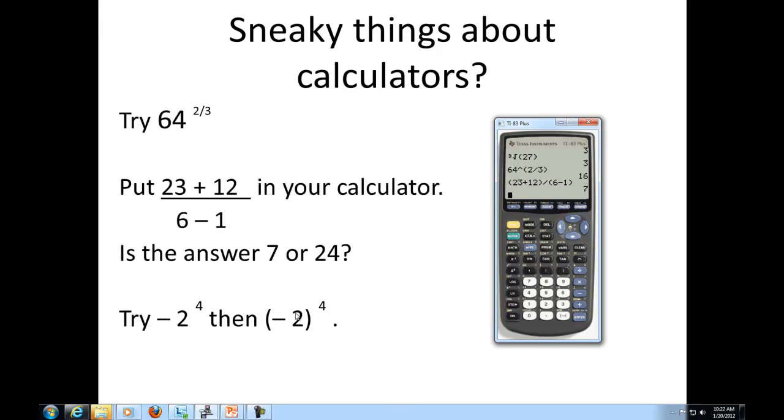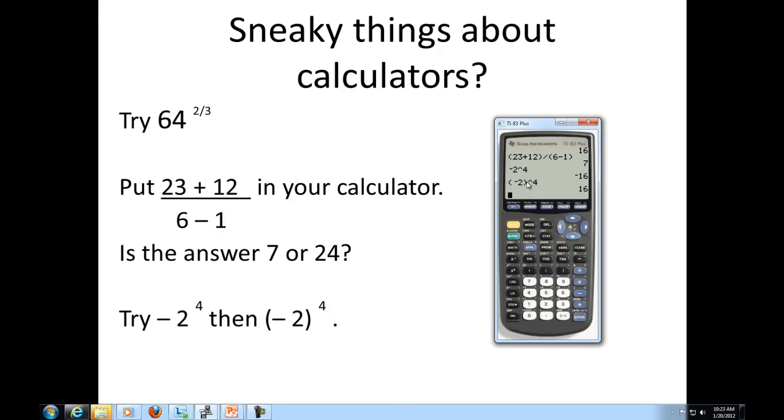Now what about raising negative numbers to an exponent? Again, this is a tricky thing that the calculator can do. Now you would think that this should be a negative number. Well, why is it a negative number? We take 2, raise it to the 4th power, and then the calculator multiplies that answer by -1. Now what's the difference between that and this right here? This takes the number -2 and raises it to the 4th power. In other words, it takes -2 times -2 times -2 times -2.